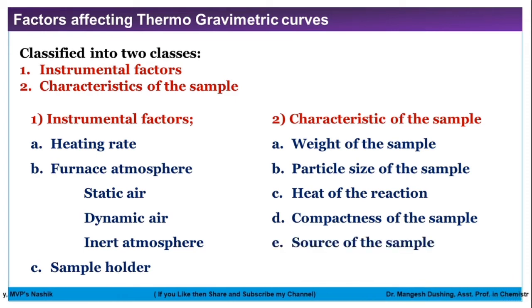The fifth factor is the source of the sample. If the sample is derived from two different sources, then its decomposition temperature is also different. For example, magnesium hydroxide obtained from the precipitation method has a different thermogravimetric curve than that from a natural source, which decomposes at a different temperature. So these are the factors that affect the thermogravimetric curves.